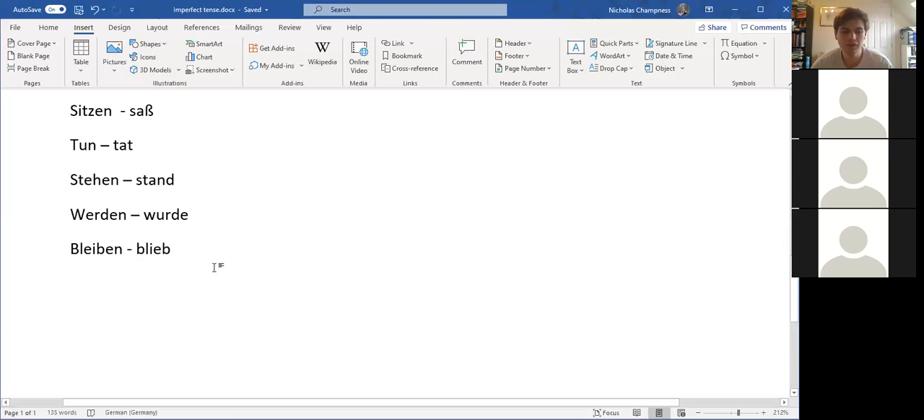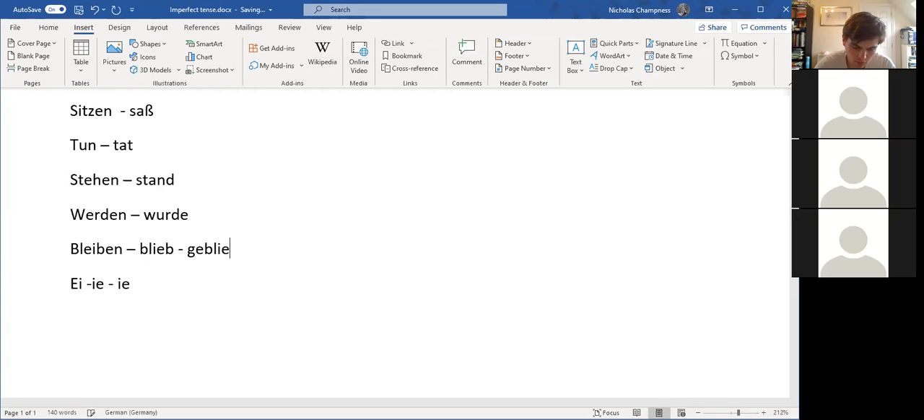The kind of patterns are these: EI goes to IE, and then back into the past participle, it stays in IE. So bleiben goes to blieb, goes to geblieben. Does that make sense? So you're still keeping the IE. You're not going back to the EI. Geblieben is your past participle. Then the other pattern is EI goes to I and stays at I.